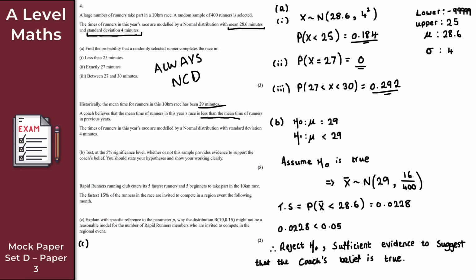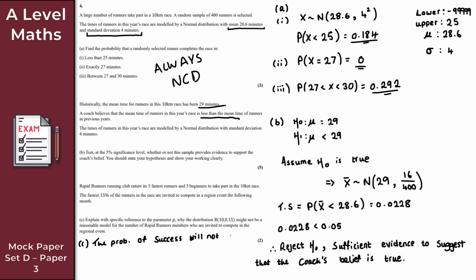So obviously one condition here, and it kind of gives you the clue here with reference to the parameter P, is probably here. One condition for the binomial distribution to be a good model is that the probability of success must be constant, right? It doesn't change. But as we've just said then, the 5 fastest runners and the 5 beginners here, that probability of success is likely to be different, okay? So what I'm going to say here then is the probability of success will not be constant.